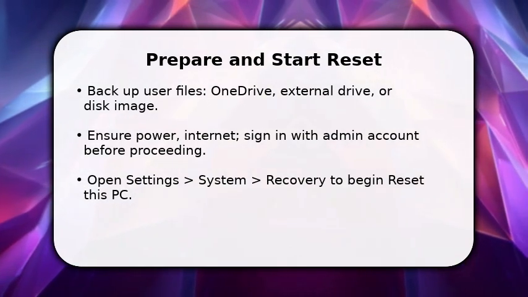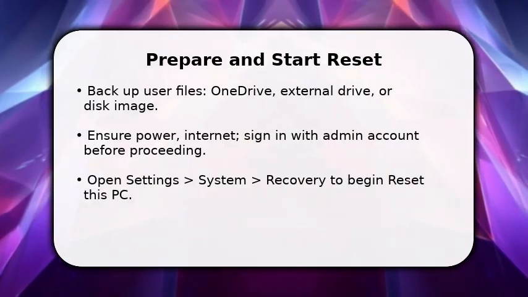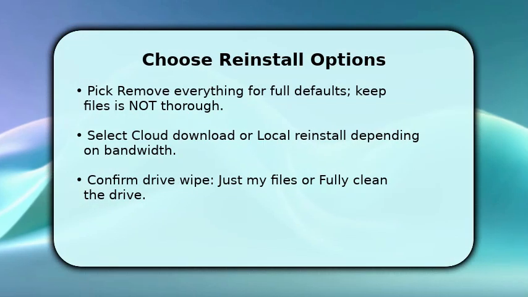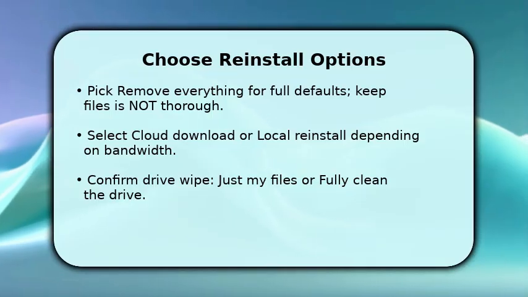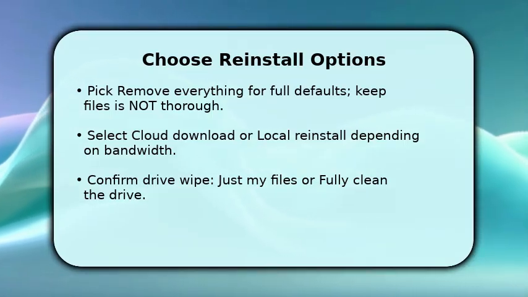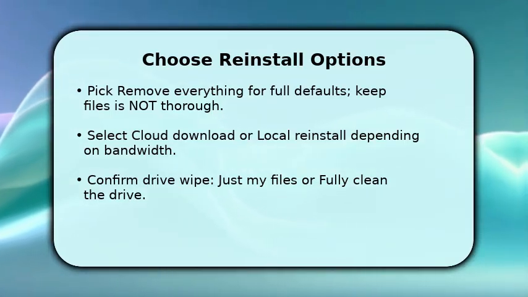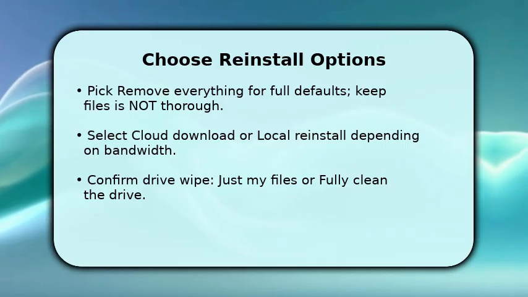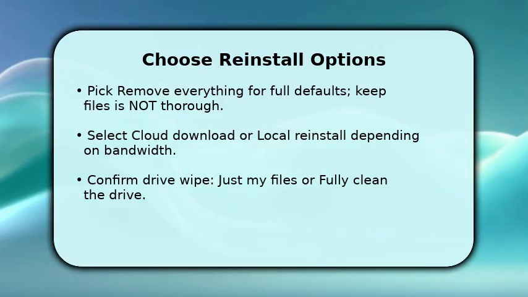Now you decide how Windows will be reinstalled and how thorough the cleanup should be. Choose Remove Everything for a true reset. Keep My Files leaves settings behind and is not sufficient. Next, pick Cloud Download if your connection is stable. It pulls the latest image, or choose local reinstall to use existing files.